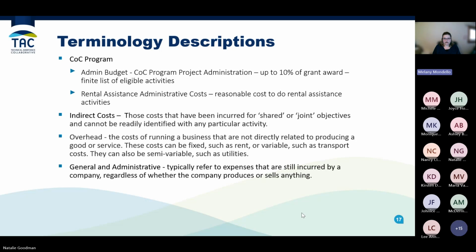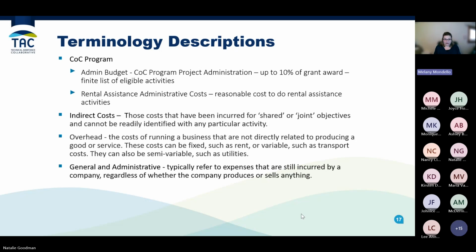The other terminology that the CoC program specifically has is rental assistance administrative costs. This is something that was left out of the CoC program interim rule, but I have a slide later where I can tell you what those specifically are. Rental assistance administrative costs are specific to if you have a rental assistance budget line item, a BLI. So it's important, right? Just within the CoC program, we have two things that sound the same if you haven't been in it day to day.